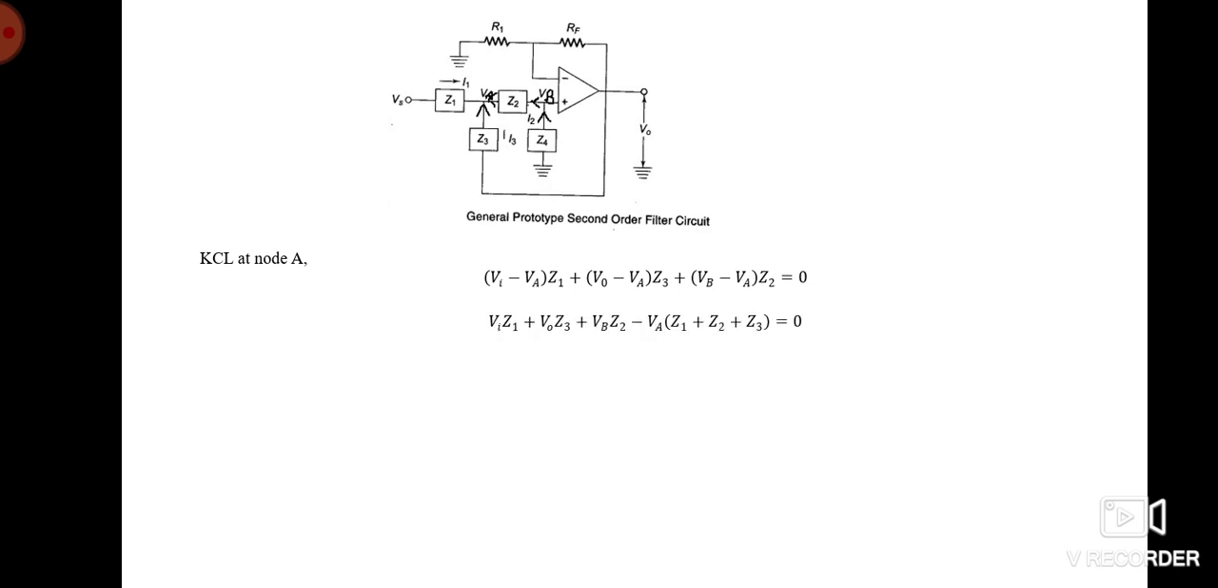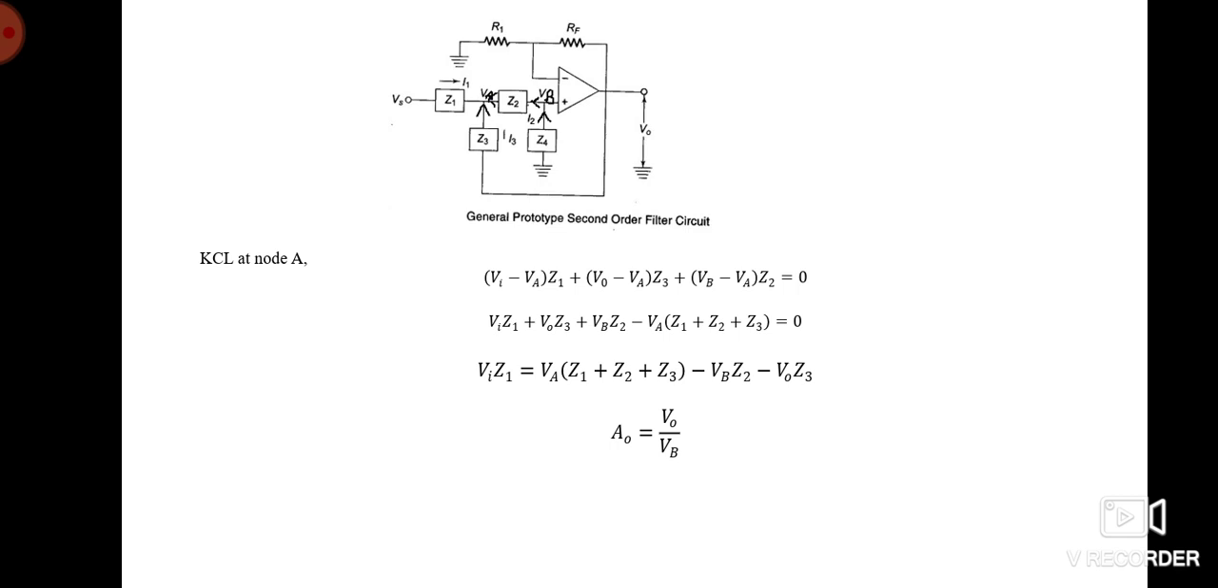Here I am multiplying all the terms inside to remove the brackets. And for three terms, Va is common, therefore I am taking this minus Va outside. Since we want to find the value of V naught by Vi, I am taking this Vi term to the LHS side.